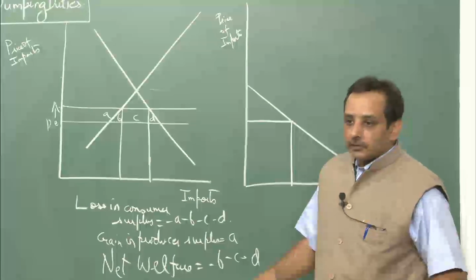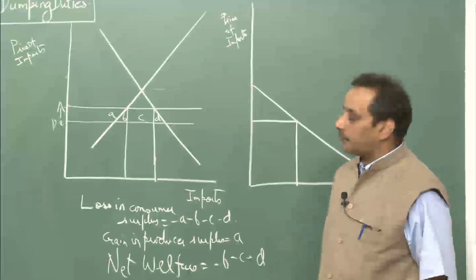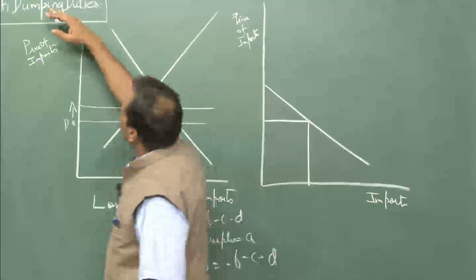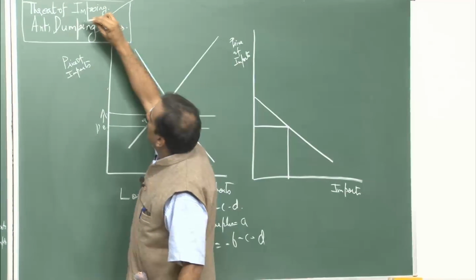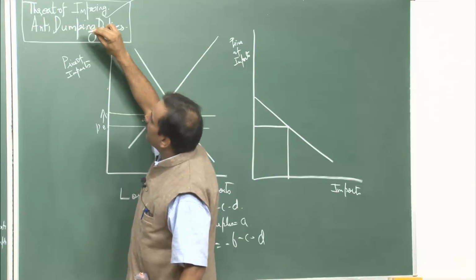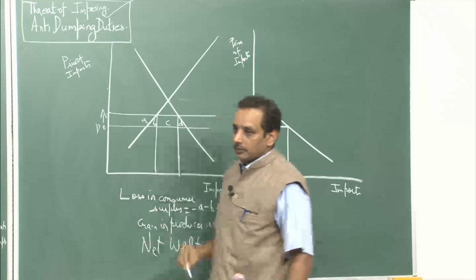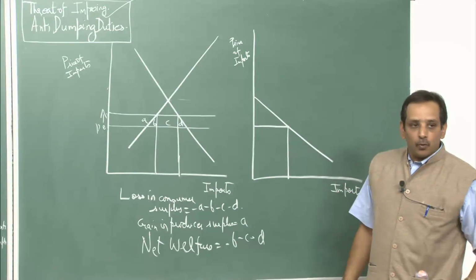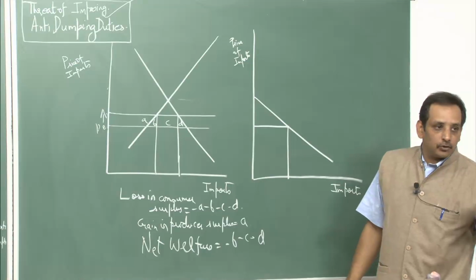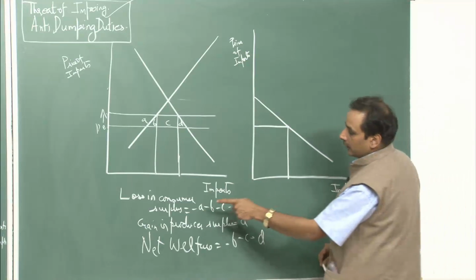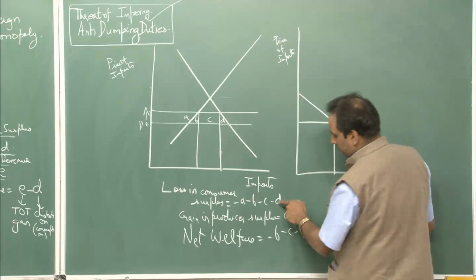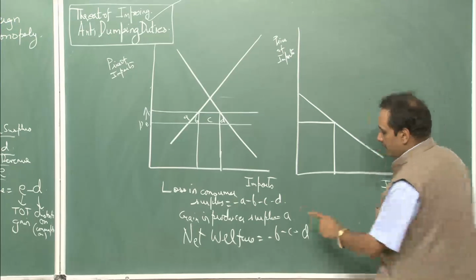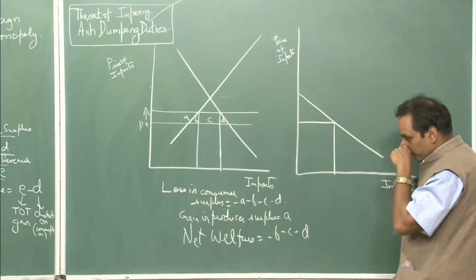It will go up, because I would increase the export price in the face of the threat of India imposing anti-dumping duties on me. So then it is more pernicious than imposing tariffs, because here the loss in consumer surplus is minus A, minus B, minus C, minus D. The gain in producer surplus is A.